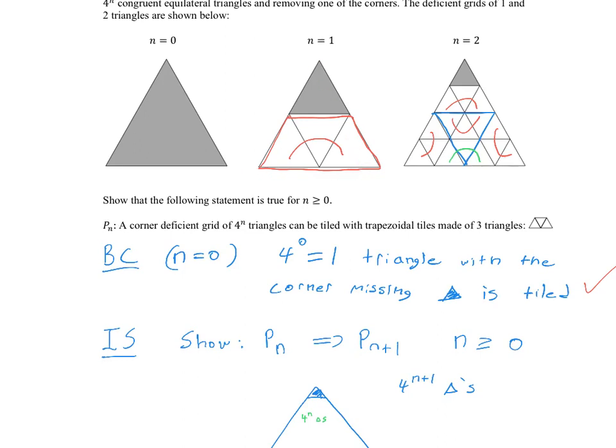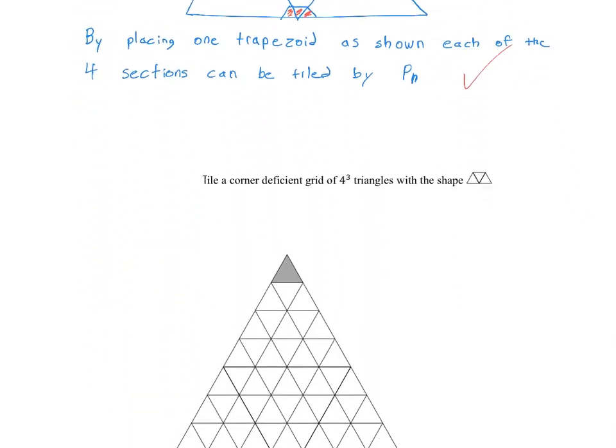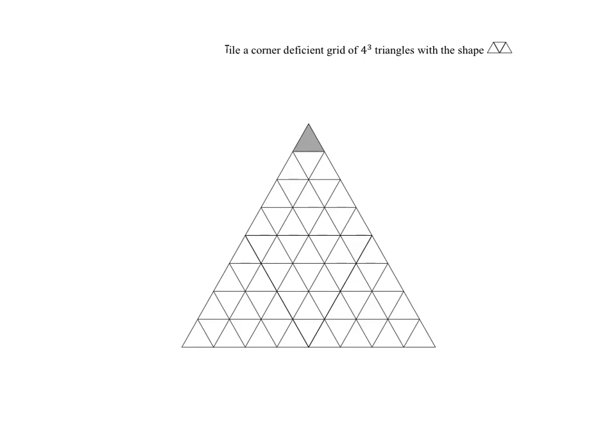Let's try to do this one more time. Let's see if we can step up to the 4 to the power 3 scenario. So we'll scroll all the way down. There's one more problem for us to finish off today. We're going to use what we just did to come up with a proper tiling of a 4 to the power 3 grid. Okay, so the first thing that we want to do is separate this grid into sections that have 16 triangles at a time. So there's my first sectioning.